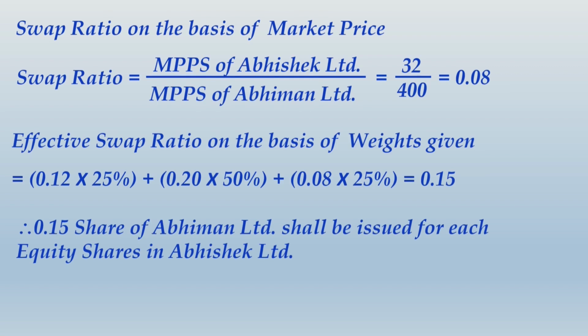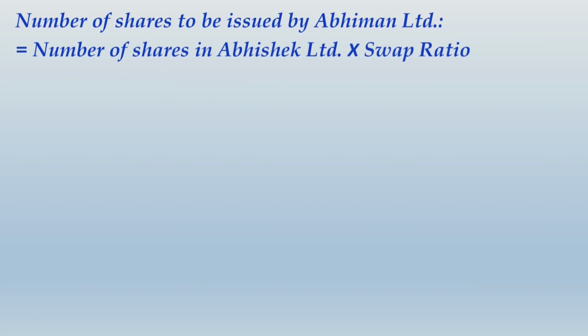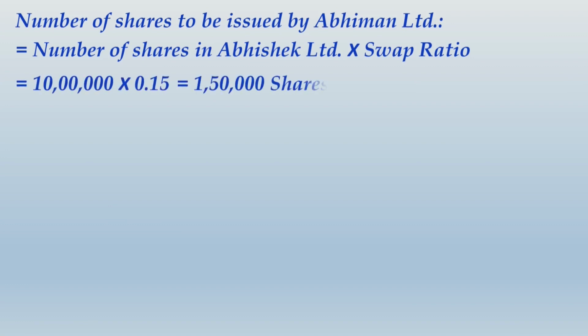Alright friends, you would have calculated the swap ratios and the weighted average, and now let us move ahead and deal with the other calculations. We first have to find the number of shares issued by Abhiman Limited. This will be simply the number of shares in the target company, that is Abhishek Limited, multiplied by the swap ratio. The target company has 10 lakh shares, and the swap ratio being 0.15, the total number of shares to be issued as consideration will be 1,50,000 shares.